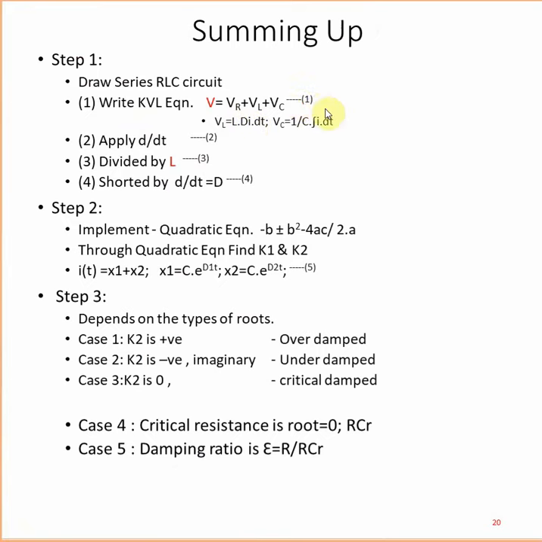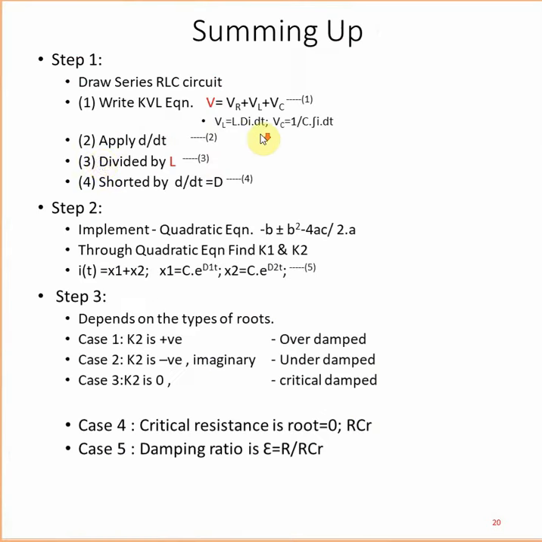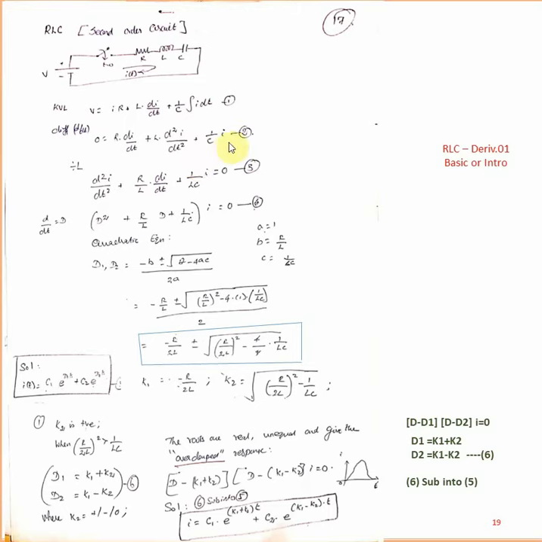Then in the second equation, apply d by dt. So the left hand side is 0. Then d by dt on each term. This is the second equation. Then for the third equation, divide by L. So in equation 2 you can divide by L, so 0, and L divided by L. Then this is equation number 3. Then equation number 4, shorthand.